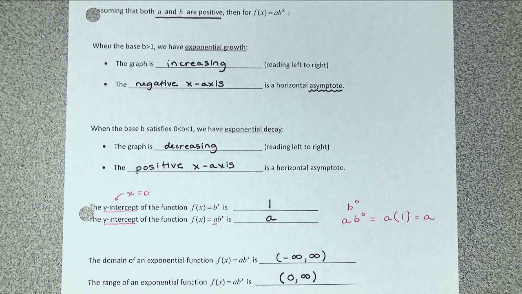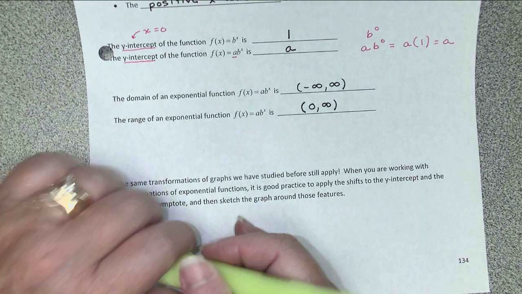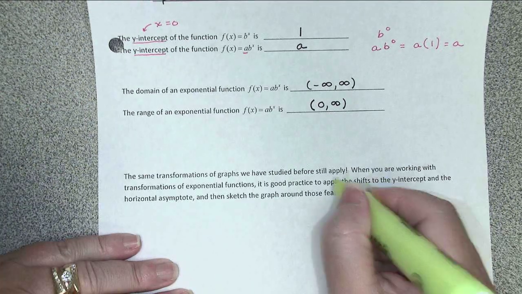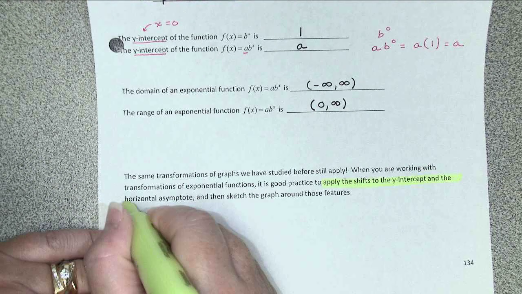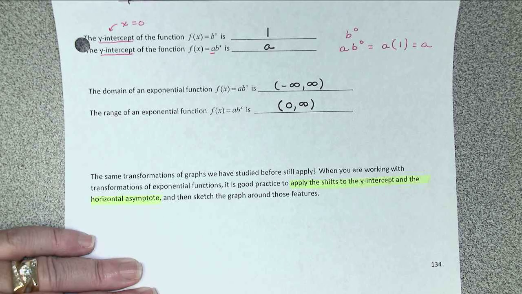All right, we will now be able to graph exponential functions using the same ideas with the transformations of graphs, left, right, up, down, upside down, that we've seen a couple of times already in this course. When we do our transformations, the things that I would like you to really pay attention to and get in the right places are be sure to apply your shifts to the y-intercept and the horizontal asymptote. If you get those two things in the right place, then simply sketching exponential growth or exponential decay from there will be just fine.